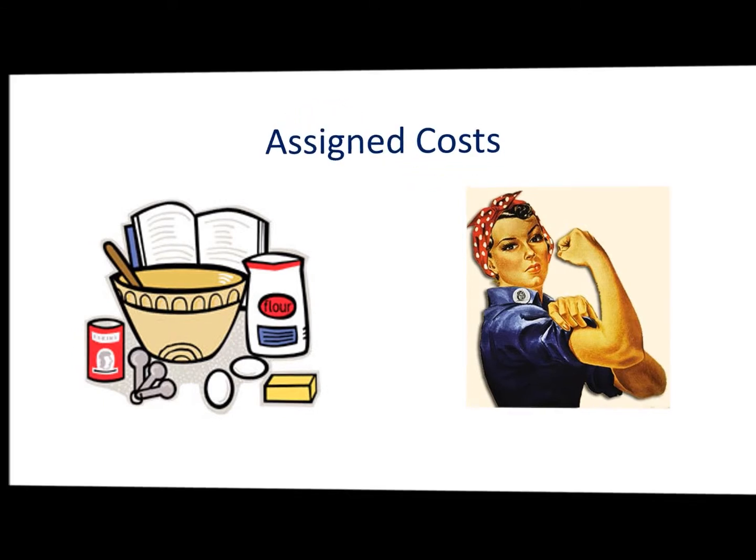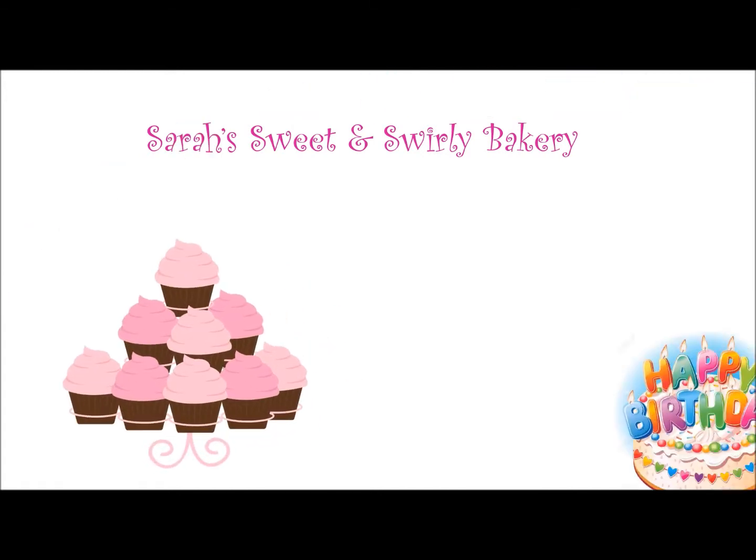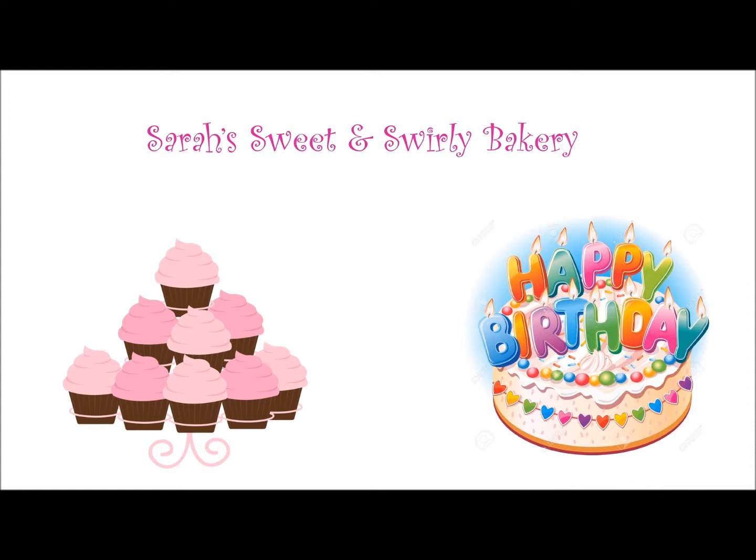To illustrate, let's consider my daughter's entrepreneurial business, Sarah's Sweet and Swirly Bakery. The primary products for this bakery are cupcakes and birthday cakes. Sarah follows a recipe which clearly states the amounts of each ingredient per batch of cupcakes and standard birthday cakes. Therefore, the direct materials cost can be easily assigned to each product.